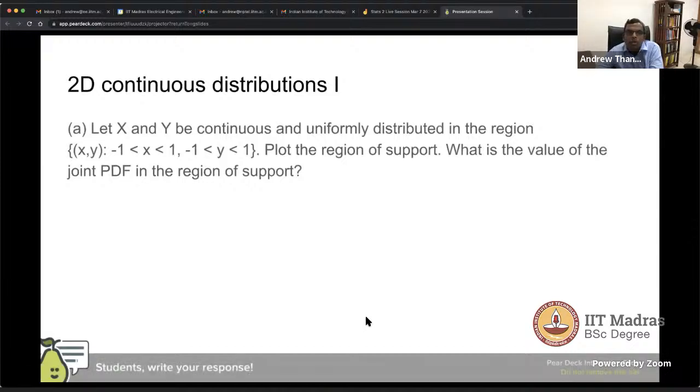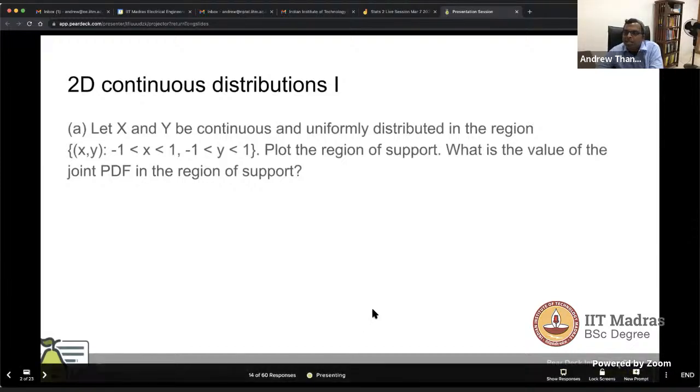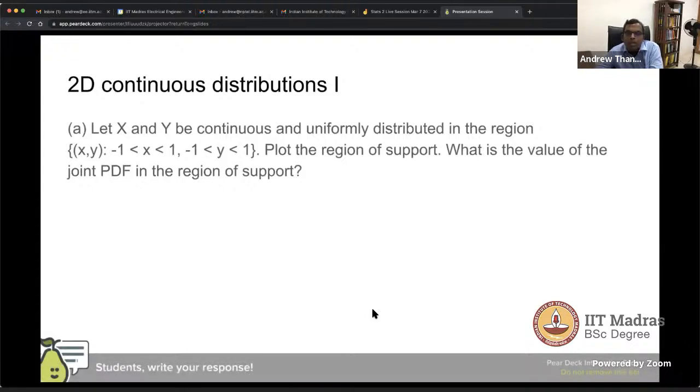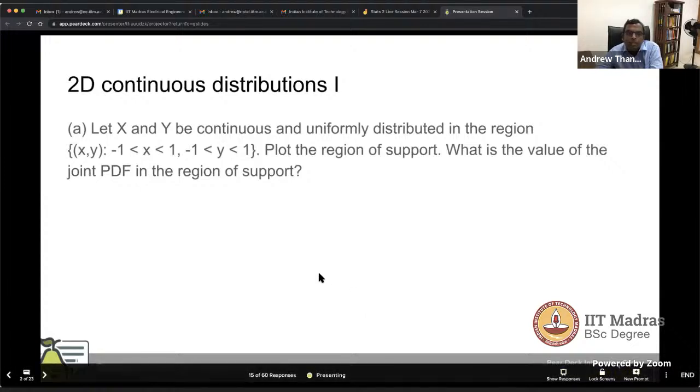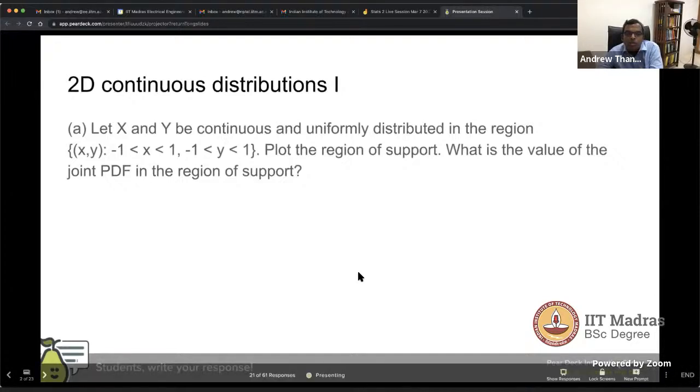Need to do some sort of a double integration, but still the region is so simple, right? It's from -1 to 1 and -1 to 1. It's just a square region. And what is the length of the side of the square? It's just 2. So the total area of the region of support is going to be 2 times 2, 4. And from there, the value of the joint PDF should be straightforward.